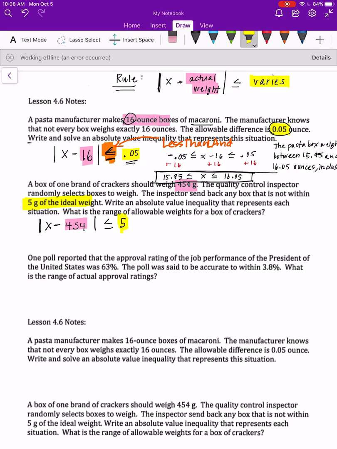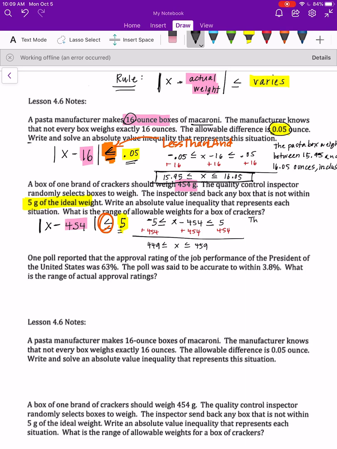Once I have that, I see that this is a less than, so I'm going to make it an and. In order to do that, I take the b and make it negative. Take the same sign, less than or equal to, and it's always less than or equal to for these. It's negative 5 is less than or equal to x minus 454, which is less than or equal to 5. Now I solve. I add 454 to all 3 sides, and I have negative 5 plus 454, which is 449, less than or equal to x, which is less than or equal to 5 plus 454, which is 459.